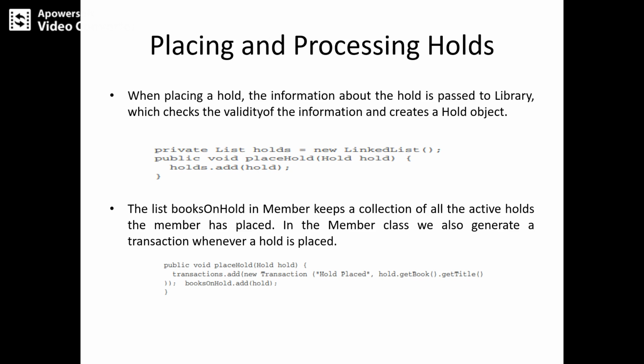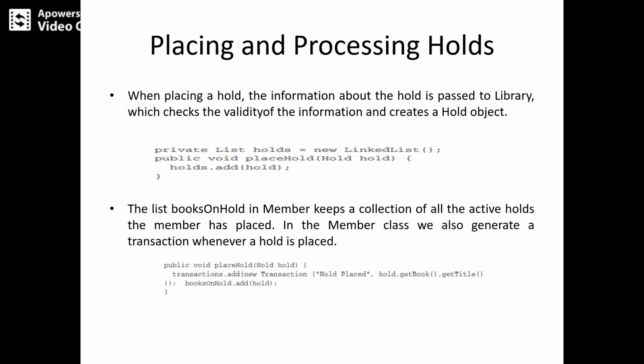So, the design part: implementing the design of placing and processing a hold. We have seen the class diagram and the respective sequence diagram in the previous videos. When placing a hold, the information about the hold is passed to the library, which checks the validity of the information and creates a hold object. This we had seen in the previous class diagram and sequence diagram.